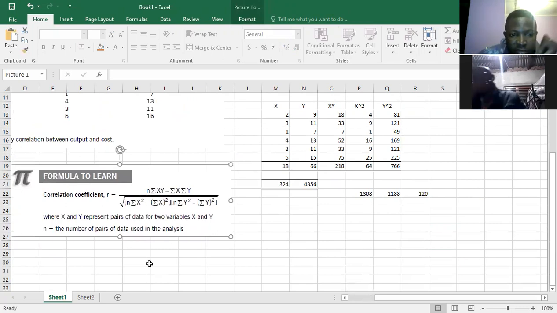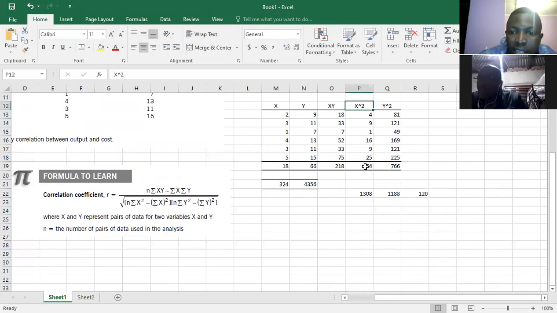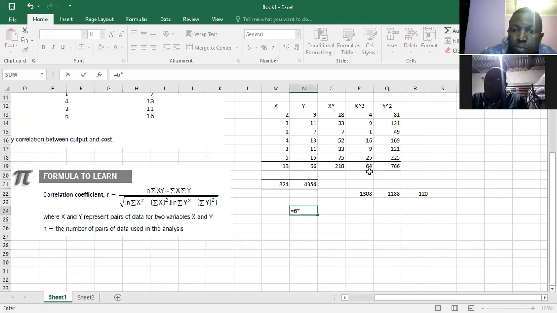Downstairs we have N times summation of X squared. Now, X squared is this one. Summation is the 4. So we have N, which is 6, times the 4. What do we have? 384.